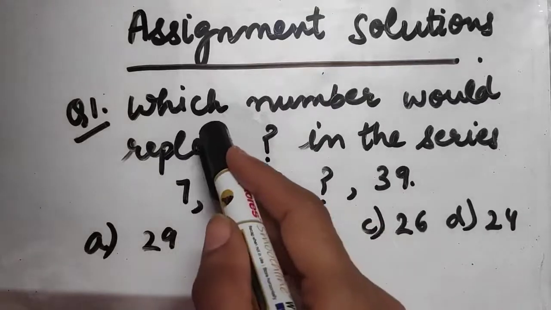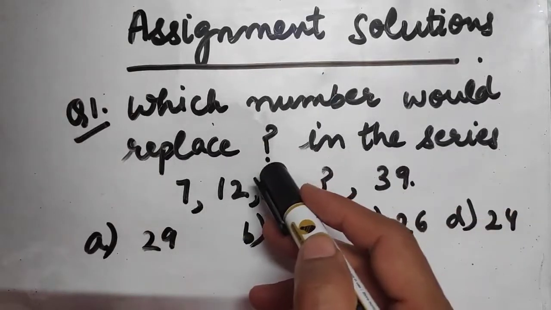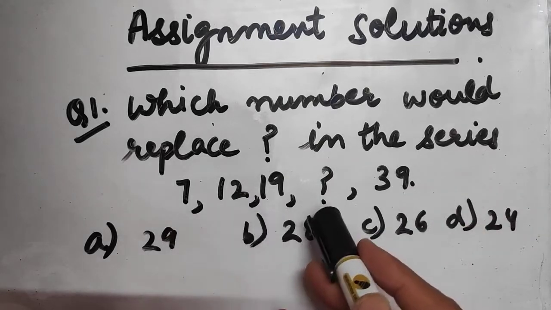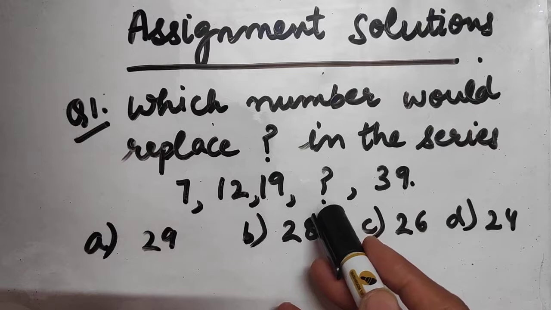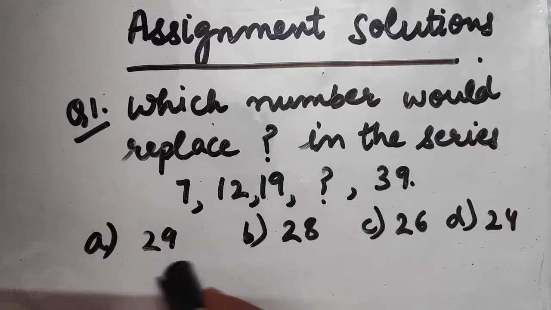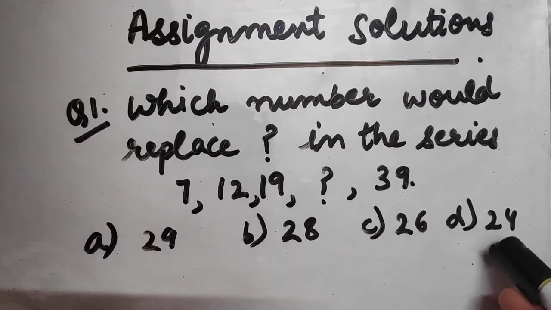Question number 1 is, which number would replace the question mark in the series? And the series is 7, 12, 19, question mark, and then 39. Here we need to find out what will come in place of this question mark. And the options are 29, 28, 26, 24.